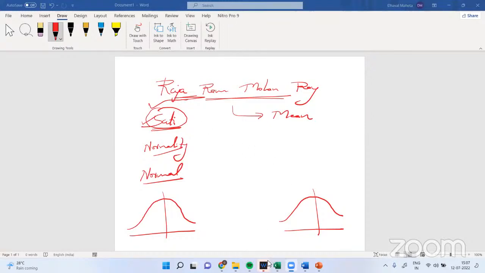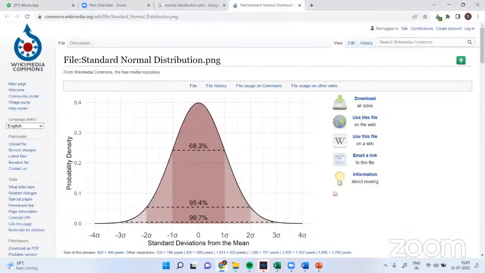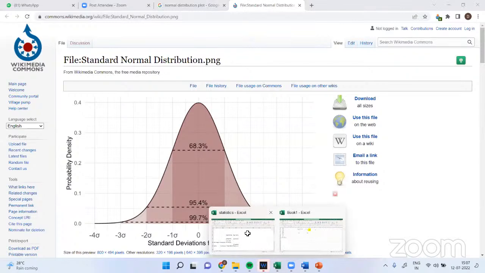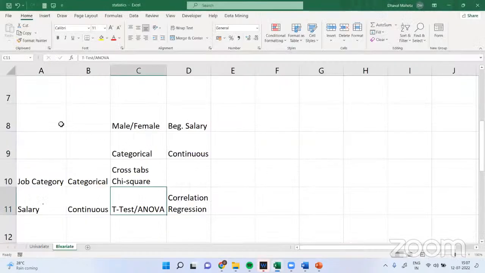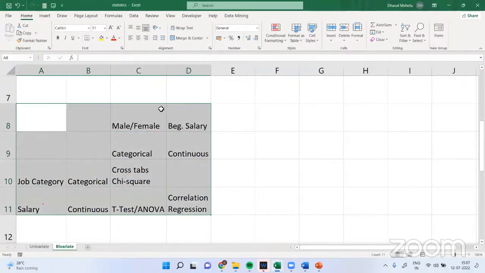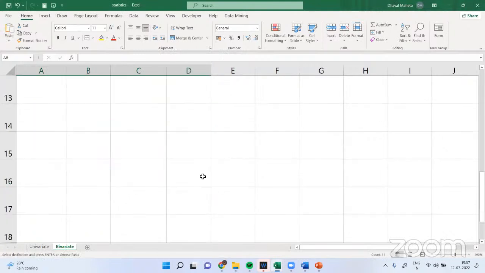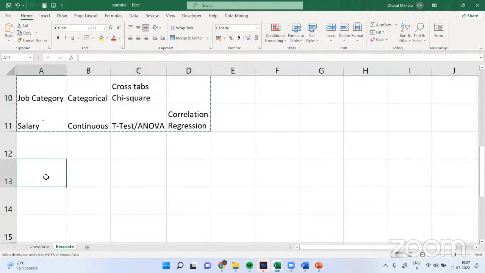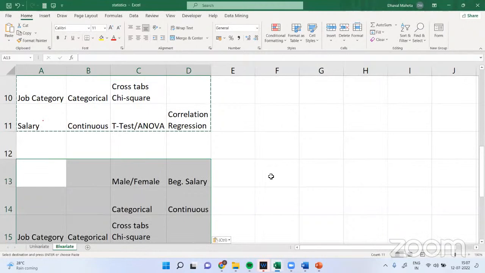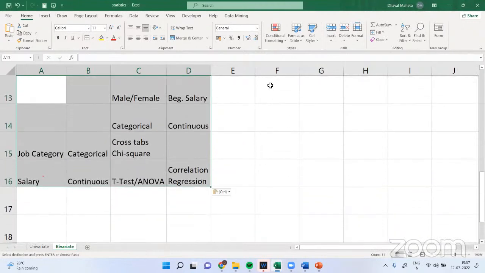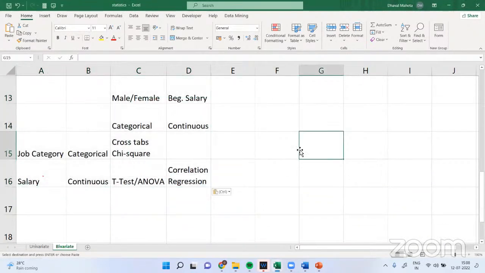Right. Now, all of you go into SPSS. No, sorry. Here, something is still left out. I will copy this here again. Is it visible to all of you? Yes, sir.